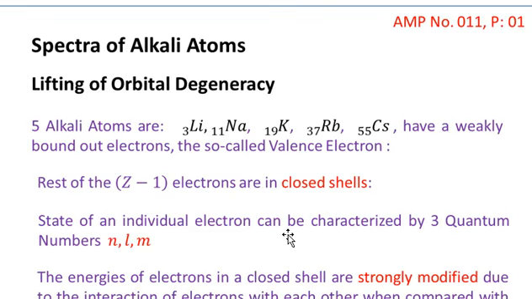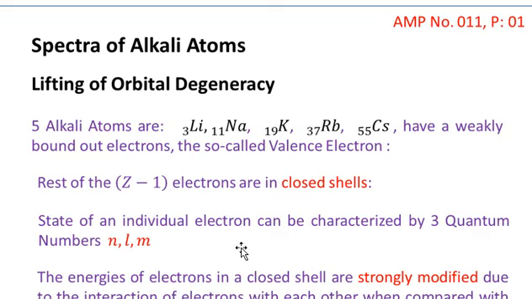The state of an individual electron can be characterized by three quantum numbers: n, l, m. That is the principal quantum number, the orbital quantum number, and the magnetic quantum number. There is another quantum number, which is the spin quantum number. We are not mentioning the spin quantum number for now, but in the next lecture we shall include it. So there will be a set of four quantum numbers. But for the time being, we are assuming a total of three quantum numbers which determine the state of individual electrons.